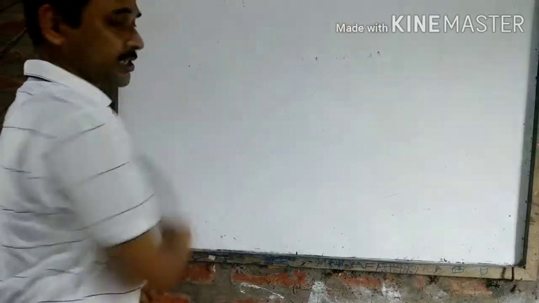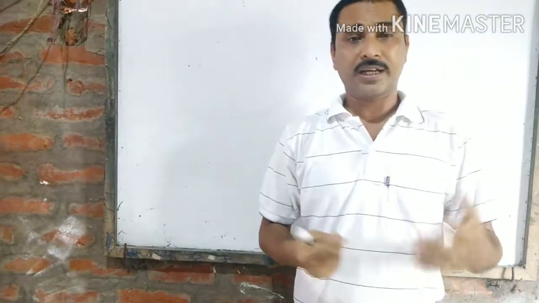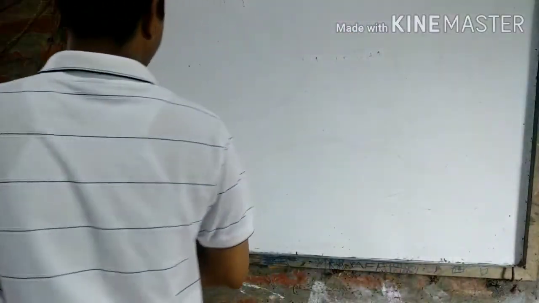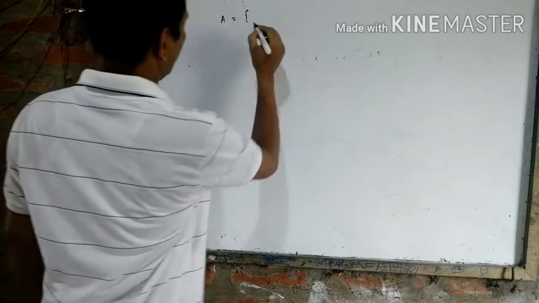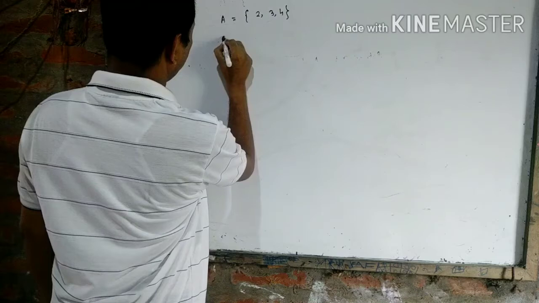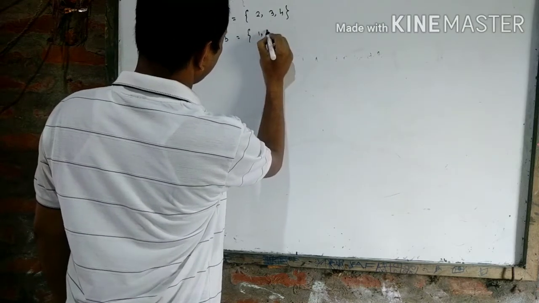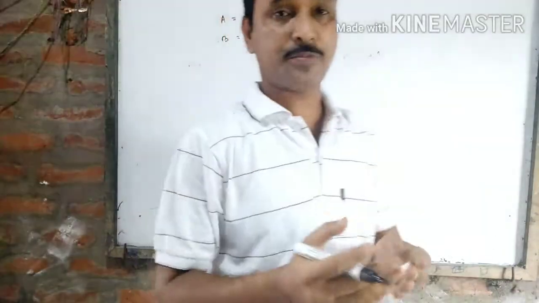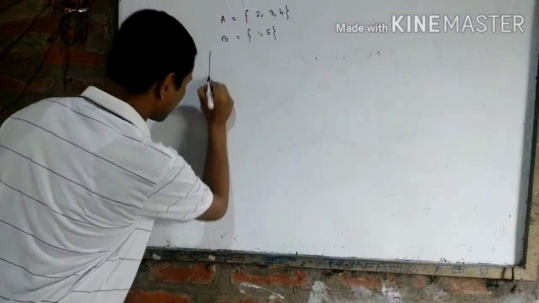Now, the Cartesian product can also be represented graphically. We can represent the Cartesian product of two sets by a graph. Suppose the set A is {2, 3, 4} and the set B is {1, 5}. We will represent A cross B graphically. For this, let us draw a rough sketch.